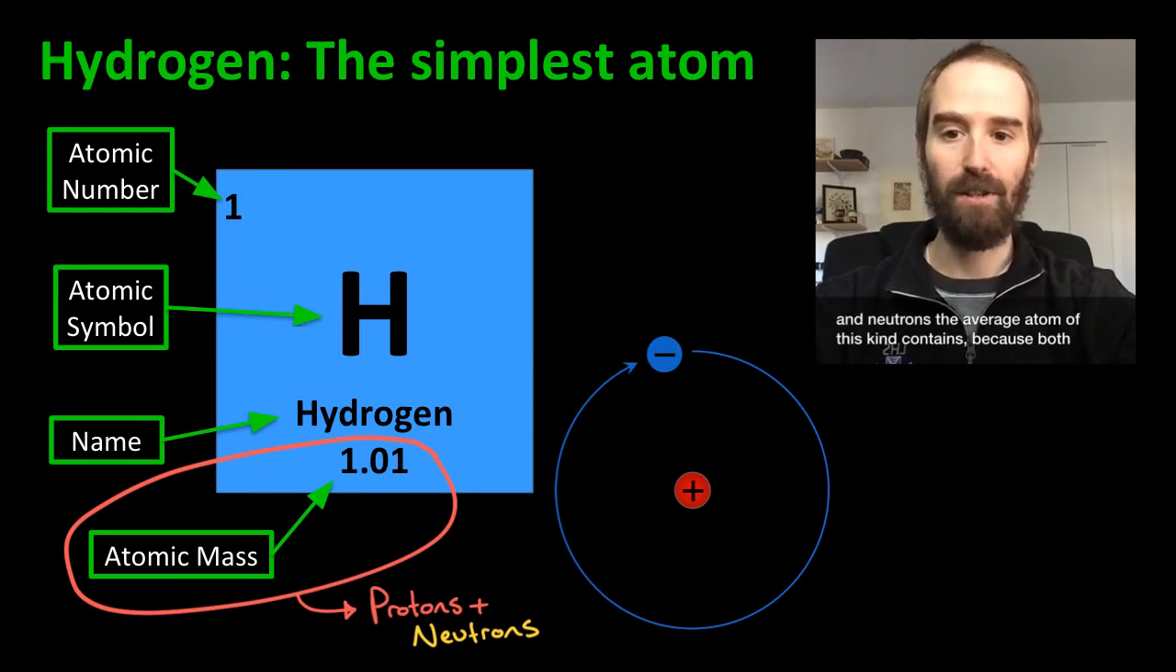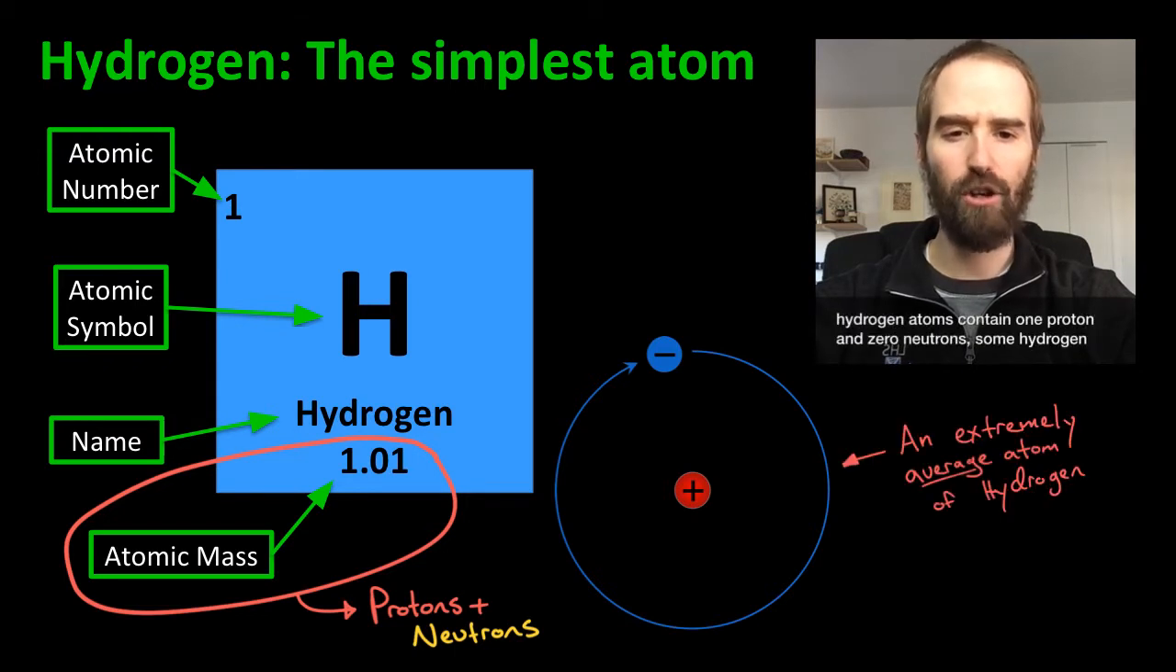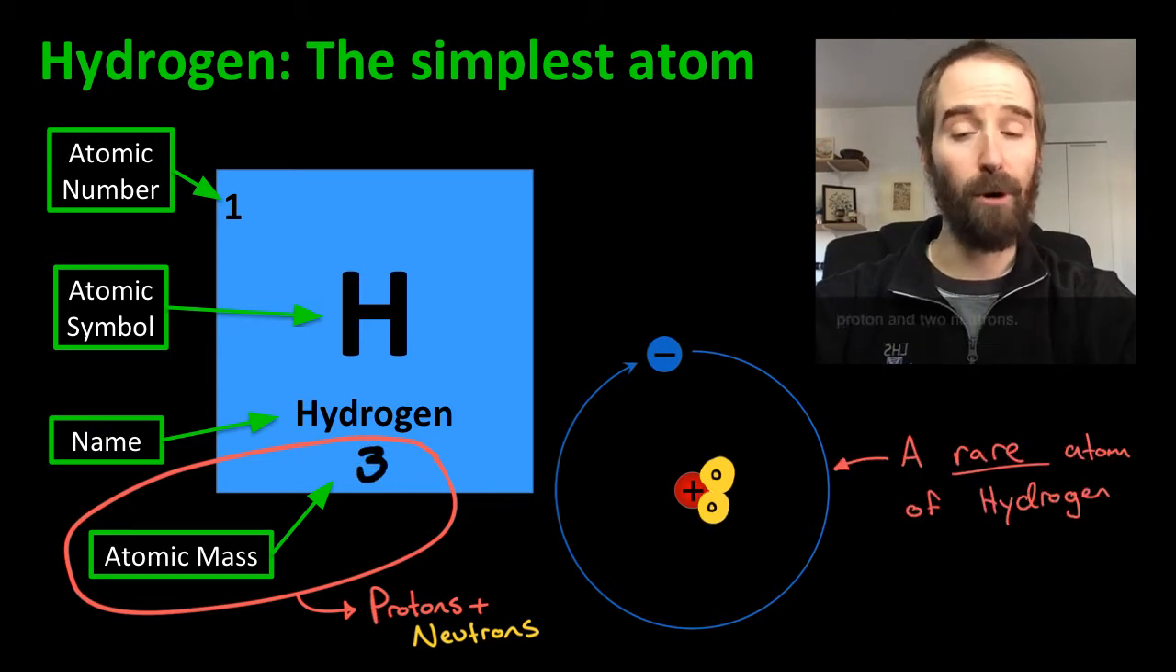The atomic mass of an atom is determined by how many protons and neutrons the average atom of this kind contains, because both protons and neutrons contribute to an atom's mass, while electrons do not really. The atomic mass of hydrogen is slightly more than 1, because this number is an average mass, and while the vast majority of hydrogen atoms contain 1 proton and 0 neutrons, some hydrogen atoms contain 1 proton and 1 neutron, and a rare few contain 1 proton and 2 neutrons.